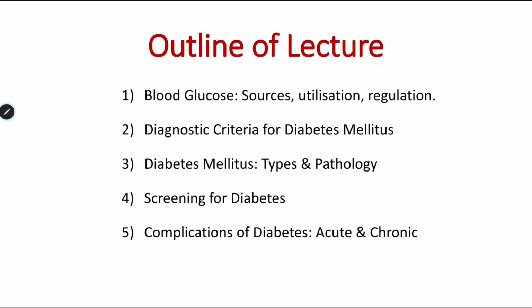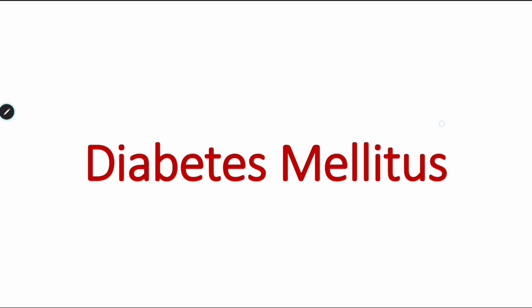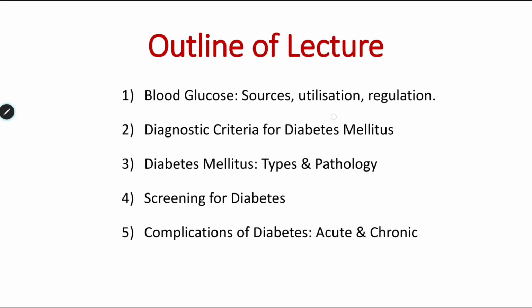We'll be seeing first, before going into diabetes, we'll be understanding the sources of blood glucose, utilization of blood glucose, and regulation of blood glucose. And then we'll see the diagnostic criteria for diabetes mellitus, types of diabetes and pathology in diabetes, how do we screen for diabetes, and we'll see the complications, acute and chronic, of diabetes.